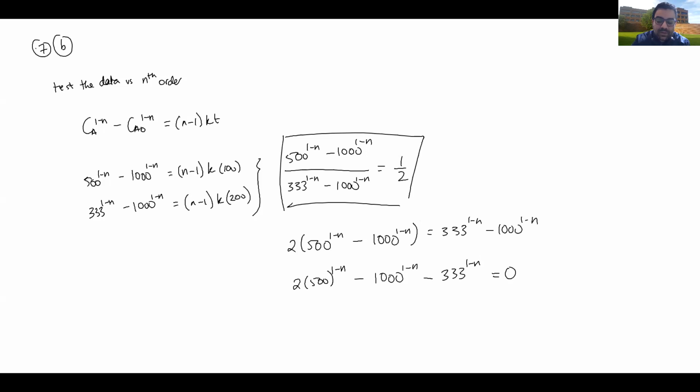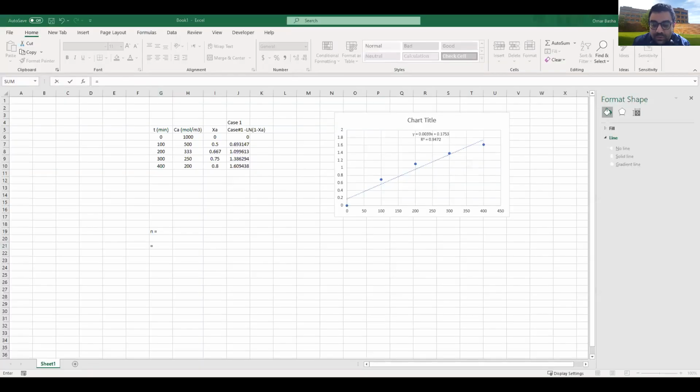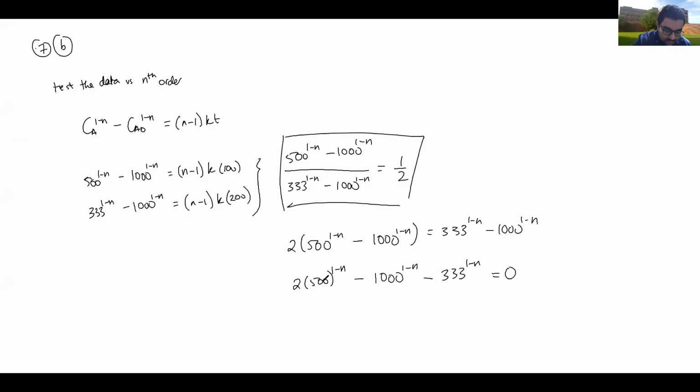All right, so let's write this down. Here I'm going to set n is equal to a certain number, and then this expression has to be equal to 0. Let me move to Excel so that you see what I'm doing. So the expression I'm trying to do is, let me go back to the whiteboard. Let me write this guy here: 2 into 500. Great. Okay, let's take this to Excel.